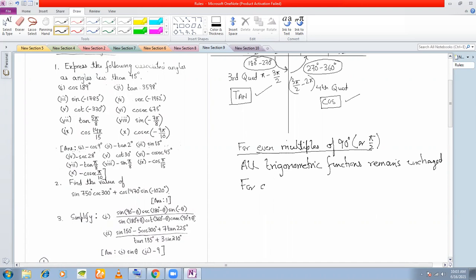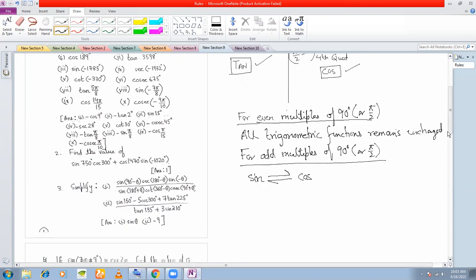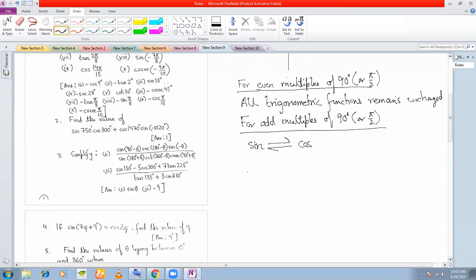For odd multiples, however, of 90 degrees or pi by 2, sine will change to cos and cos will change to sine. Tan will change to cot and cot will change to tan. Sec will change to cosec and cosec will change to sec. This is the rule.